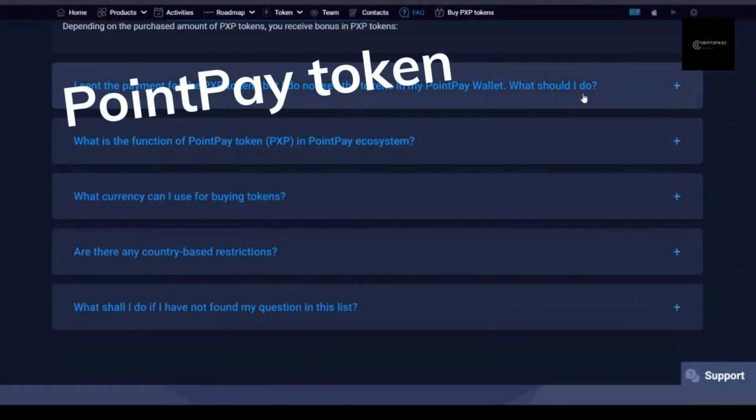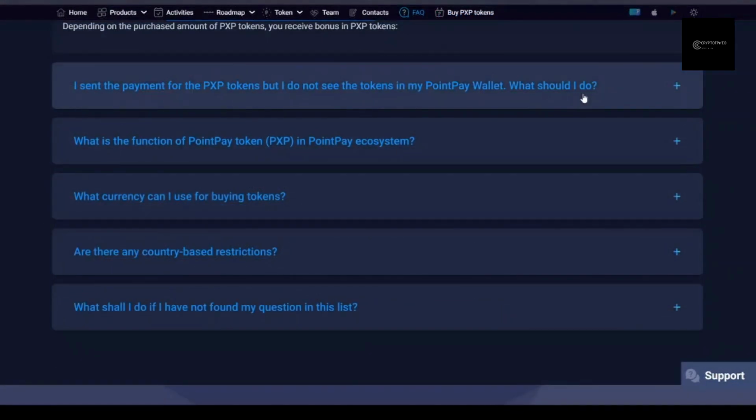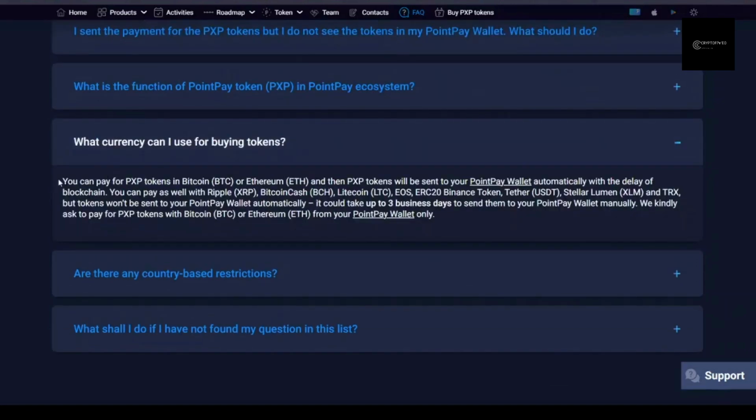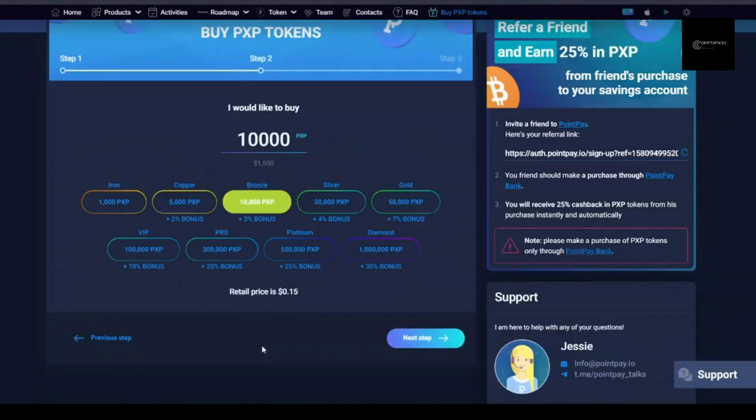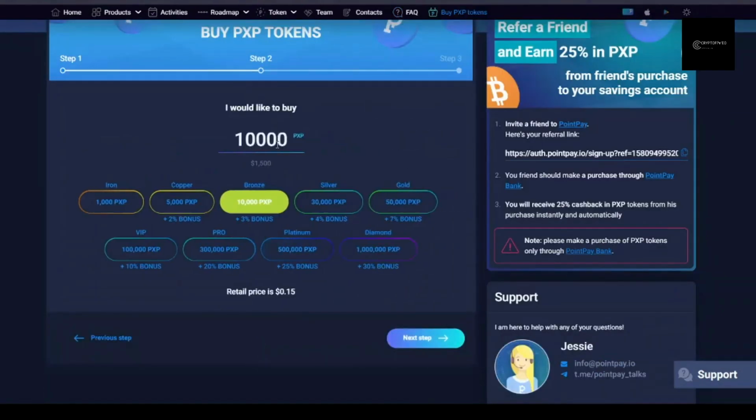The PointPay token. With the ticker symbol PXP, this is the native token of the PointPay ecosystem. It is an Ethereum-based utility token, ERC-20, with a total supply of 1 billion, and half of them are in this PointPay ICO. Also, the total supply can change to lower values, only if not all tokens are sold. The remaining ones will be burned.